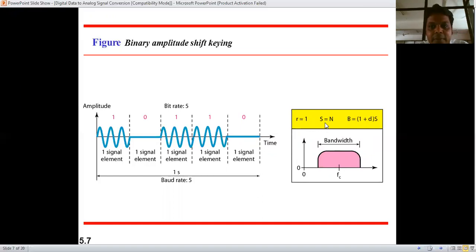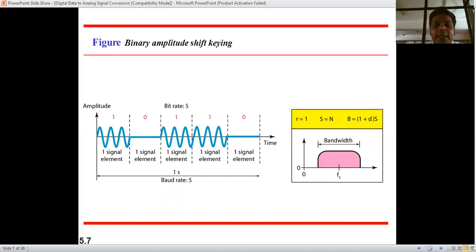If this is so, then how would we calculate the bandwidth of an amplitude shift keying wave? The bandwidth of ASK is proportional to the signal rate, which is mentioned in the next slide, or even in this figure. B represents the bandwidth of the amplitude shift keying technique, which is calculated as 1 plus d.